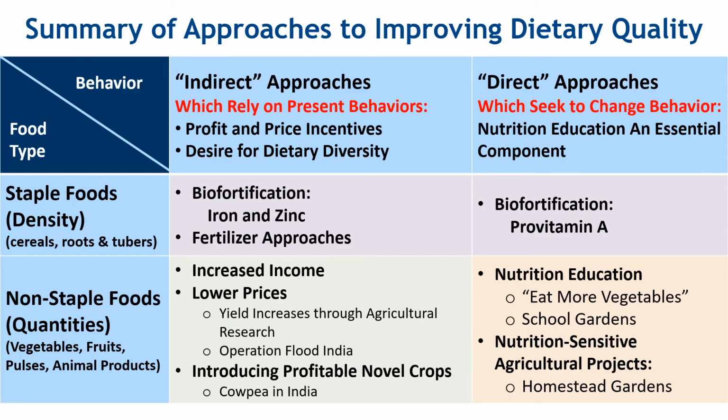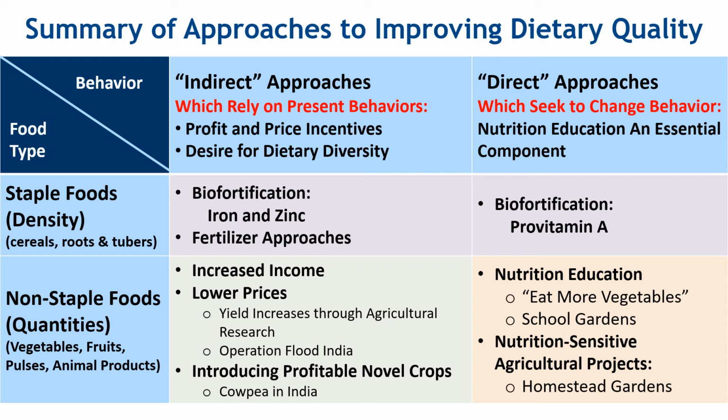This diagram brings together and summarizes the points that I have made on staple and non-staple food approaches to improving dietary quality, the two rows in the diagram. The columns distinguish between whether improved mineral and vitamin intakes rely on ever-present profit and price incentives, what I call indirect behavior change, the first column, or whether nutrition education is an important component of success, what I call direct behavior change, the second column.